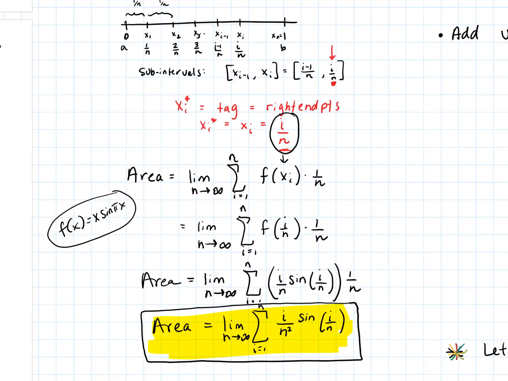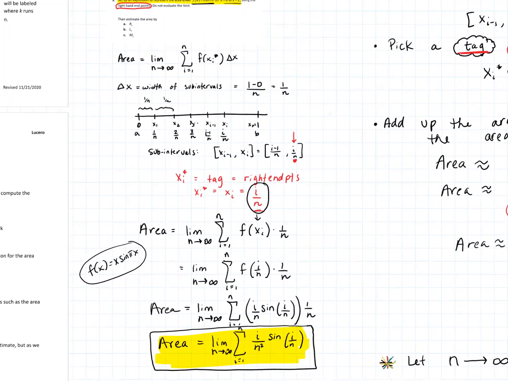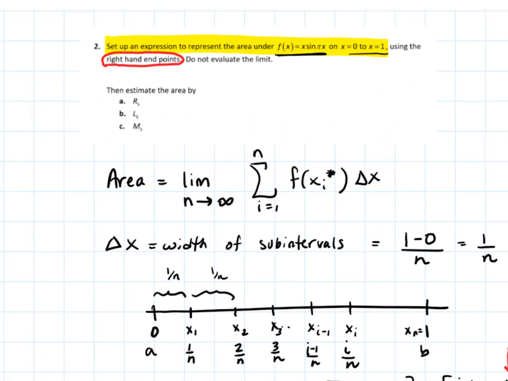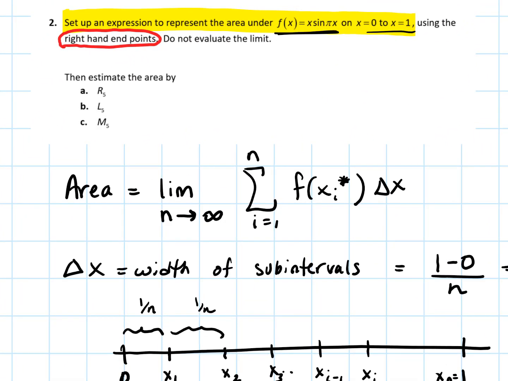Now, because the video has gotten a little long and we've already done some estimations, I'm not going to do an estimation. If we wanted to do these estimations, we would do 5 rectangles, right? We would divide up the width from 0 to 1 into 5 little subintervals. Each of them is of width 1/5, so it's 0, 1/5, 2/5, 3/5, 4/5, and 1, which is 5/5. And then we use those endpoints to come up with areas of rectangles.